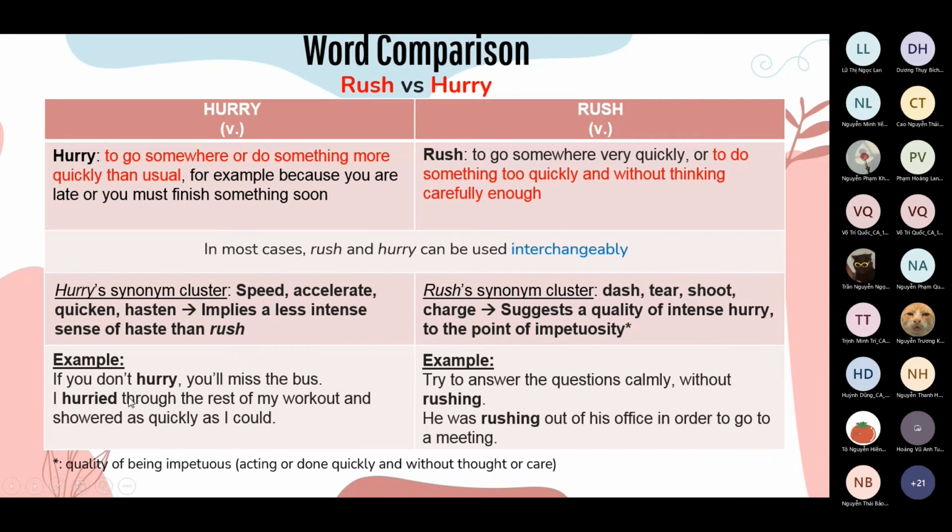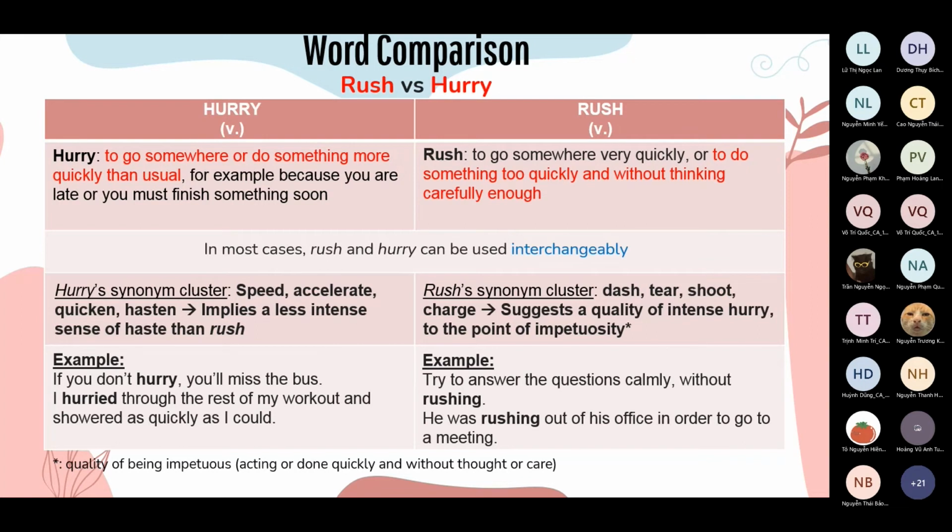If you read the second example in the hurry column here, I hurried through the rest of my workout and shower as quickly as I could. This implies that he just quickly went through all his workout and shower as quickly as he can, while he still tries his best to complete as much workout, and as full a shower as he can, while rushing.